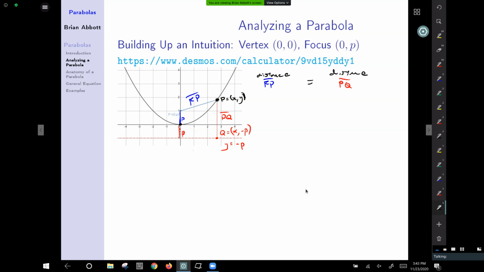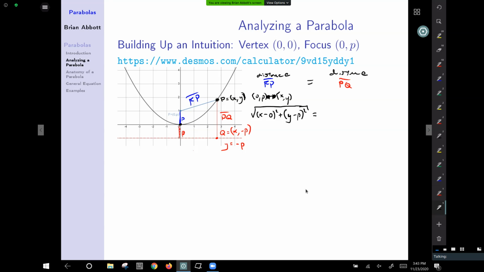Well, FP is going from the point 0, comma p, that's F, to the point x, comma y. So the distance formula is the square root of x minus x squared and y minus y squared. It's really just an application of the Pythagorean theorem, as so many things are. So x minus x is going to be x minus 0 squared plus the y coordinate minus the other y coordinate squared, so y minus p squared. Okay, so there's our distance for our line segment FP.